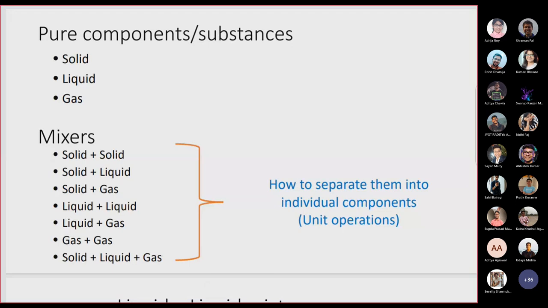So we have different possible mixes, combinations. How to separate them into individual components? And that is where the unit operation comes in. Regardless of solid, liquid, or gas, if you want to convert from one component to another component, that comes from the unit process. Right? So exactly as the student defined, physical change and chemical change.